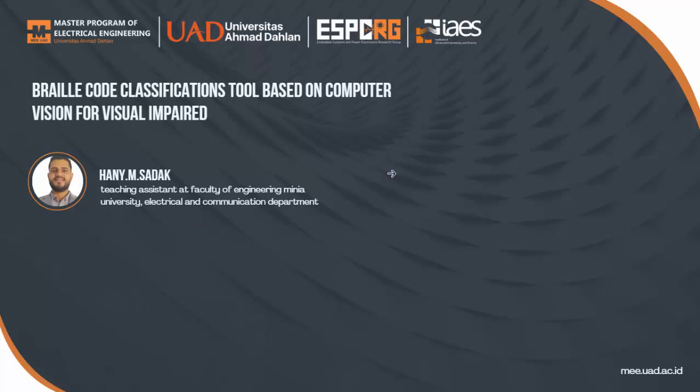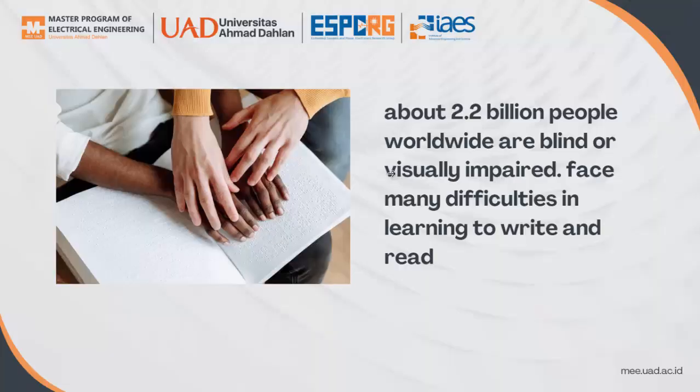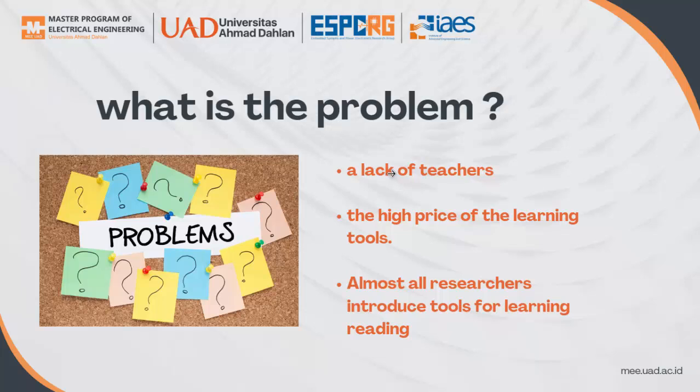I will speak about my research with this topic, Braille code classification tool based on computer vision for visually impaired people. 2.2 billion people worldwide are blind or visually impaired and face many difficulties in learning to write and read with Braille tools. What is the problem? Blind or visually impaired people need trained teachers, a good teacher to teach them how to read and how to write.